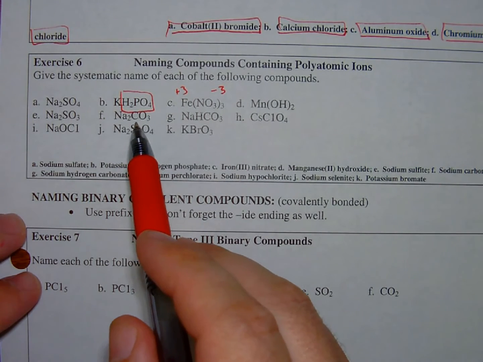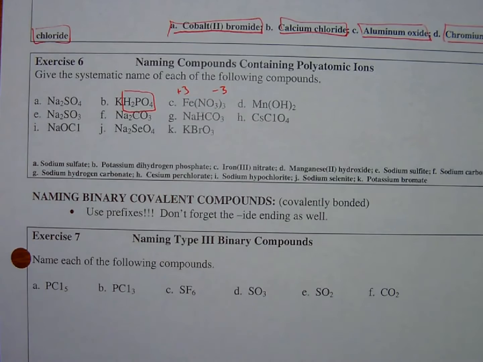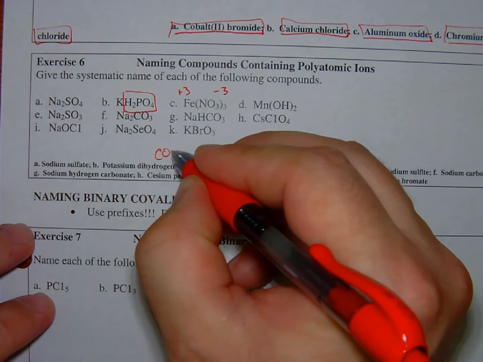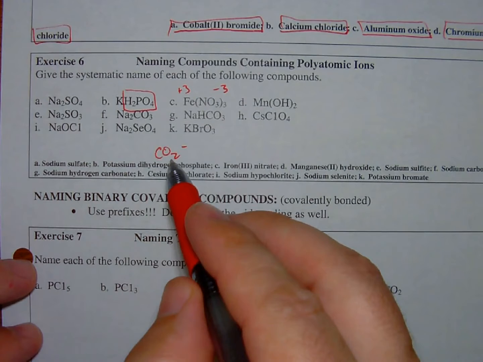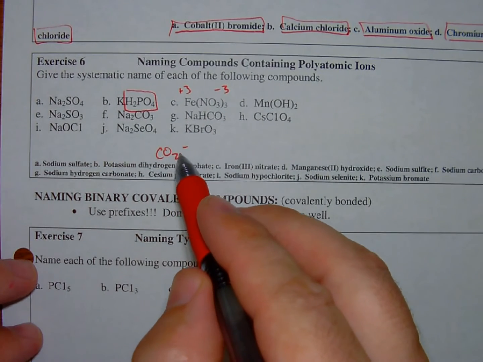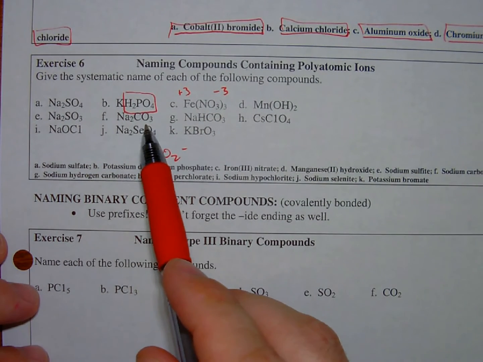Here we have the carbonate polyatomic ion, right? And if you remember a joke I made last year, if this is carbonate, what would the name of this be? It would be carbonite. That's what Han Solo was frozen in. So sodium carbonate.